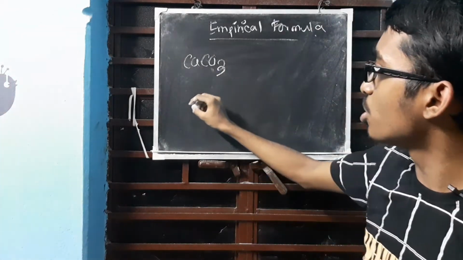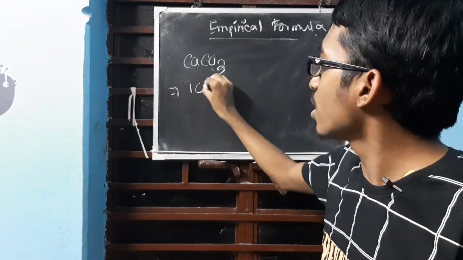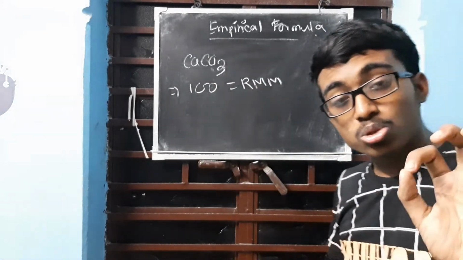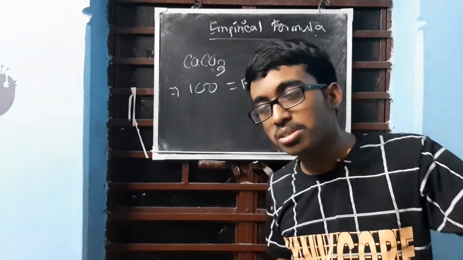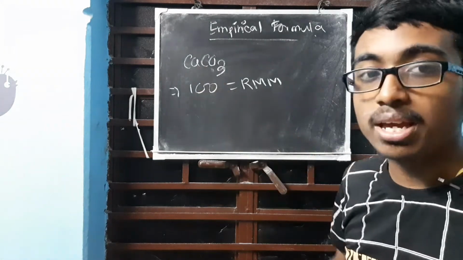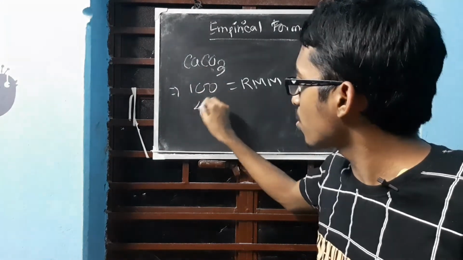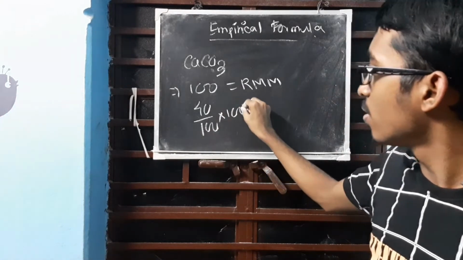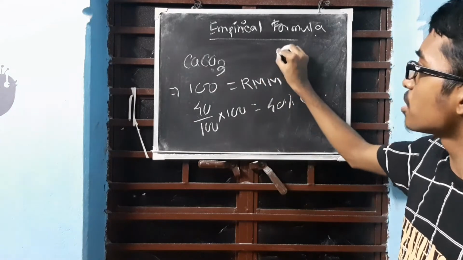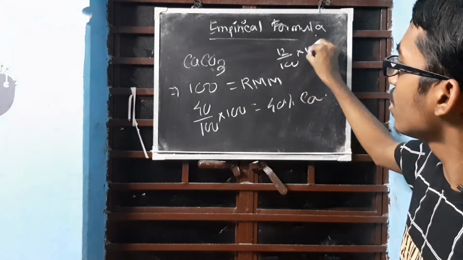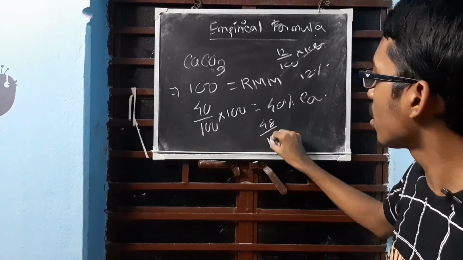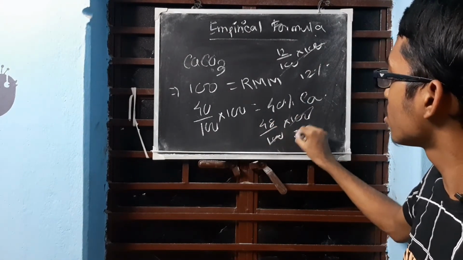CaCO3. So weight is 100. That is the total RMM. So RMM is 100. If it is told to calculate the percentage composition of every element, then you have to calculate this by this, this by this, this by this. So what is the weight of Ca? 40. So what is the percentage? 40 by 100 into 100. That is 40% Ca. C, what is the C percentage? 12 by 100 into 100, that is 12%. O, 48 upon 100 into 100, that is 48%.